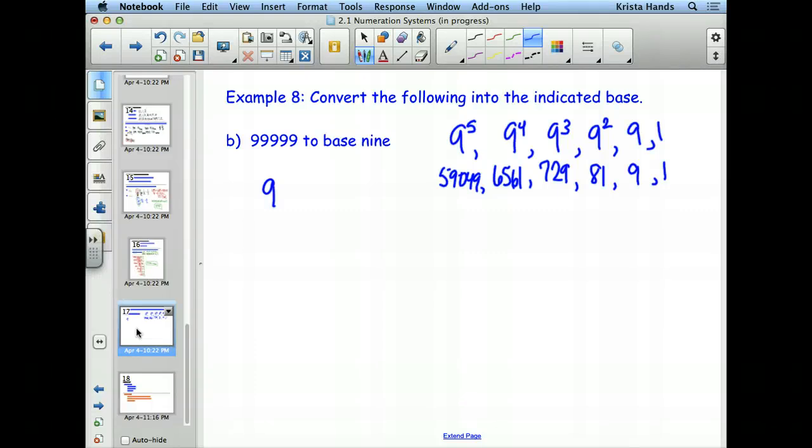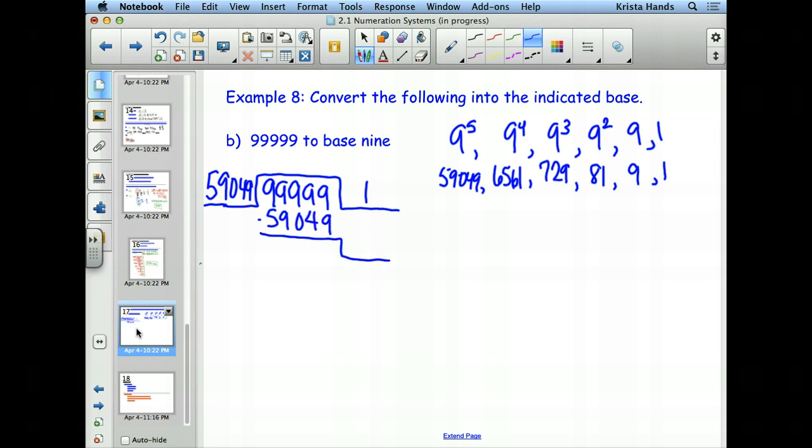So the number that we're working with is 99,999. And the first thing I'll divide it by is the largest power of 9 that will go into it. In this case, it's 59,049. And it will go in how many times? Once. Yeah. So I subtract the 59,049, and what do I get? 40,950. Perfect.